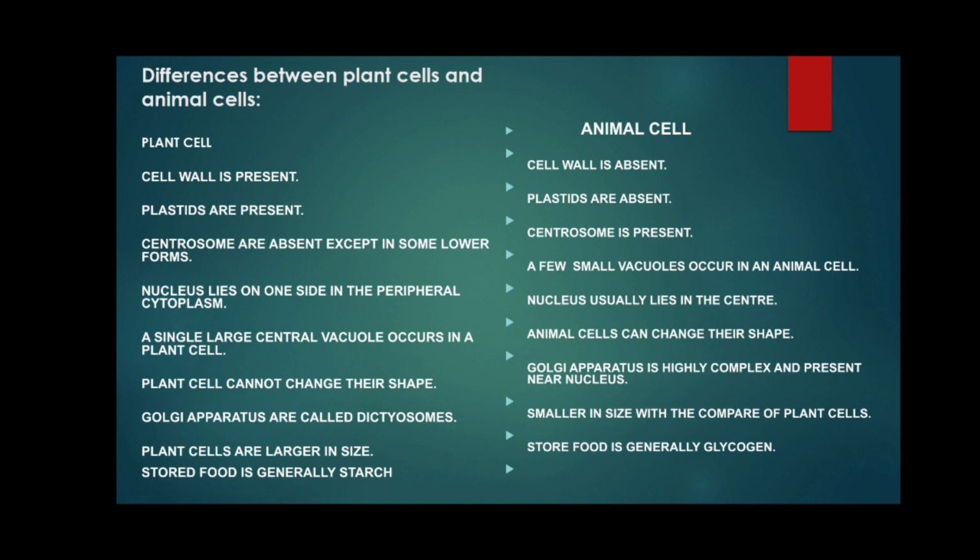Differences between plant cell and animal cell. You may read these differences, and these are very common to you, so we are moving towards the next. Some differences you may look at: plant cells store food in the form of starch, whereas animal cells store food in the form of glycogen, and others are common, you studied the same.